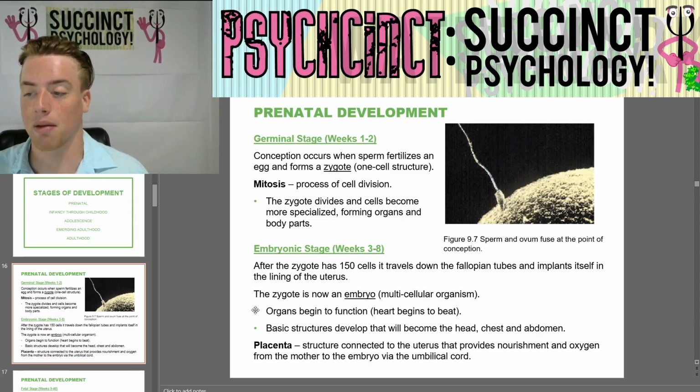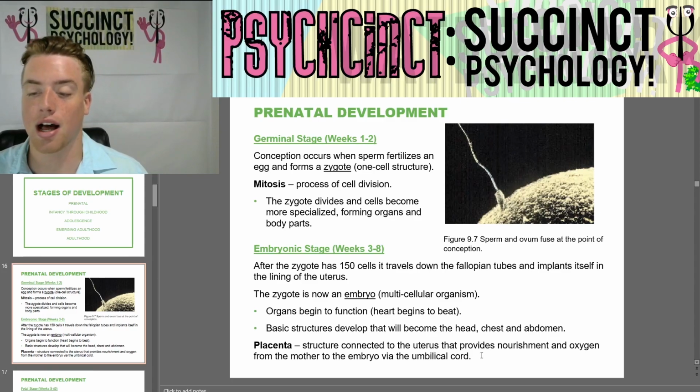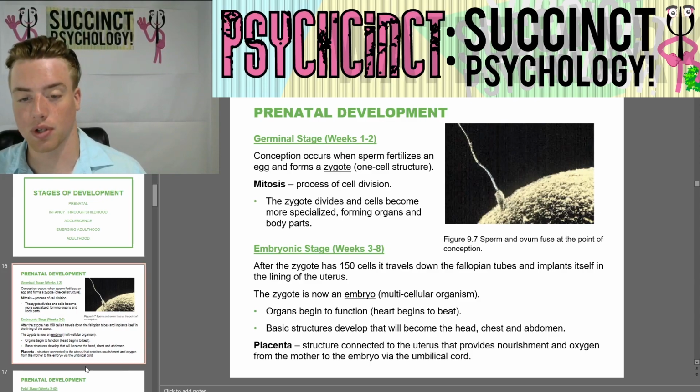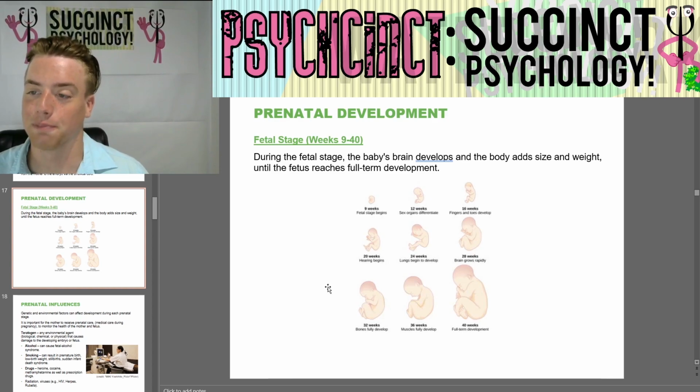The zygote is now an embryo, or a multicellular organism, and organs begin to function, so the heart begins to beat, and basic structures develop that will become the head, chest, and abdomen. Now, the placenta is a structure connected to the uterus that provides nourishment and oxygen from the mother to the embryo via the umbilical cord. So if you guys were wondering, how do babies breathe? Now you know. Now, prenatal development in the fetal stage is weeks 9 through 40.